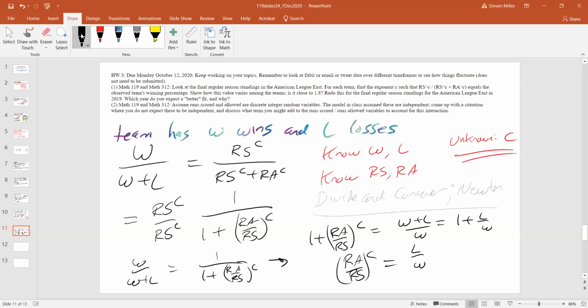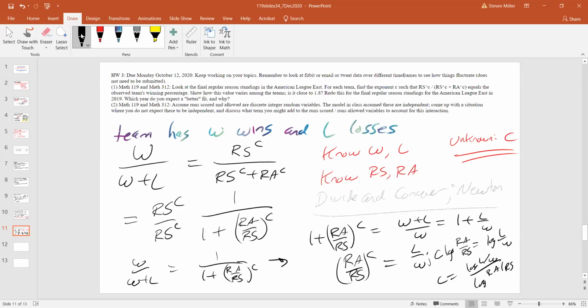You could take logs and you would get C log runs allowed over runs scored equals the log of L over W. So C is the log of L over W divided by the log of RA over RS, assuming I haven't done any of the algebra wrong.